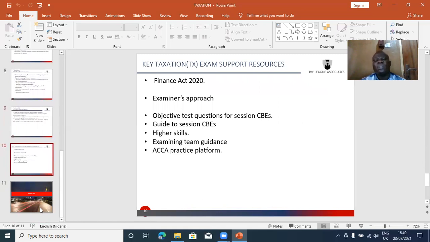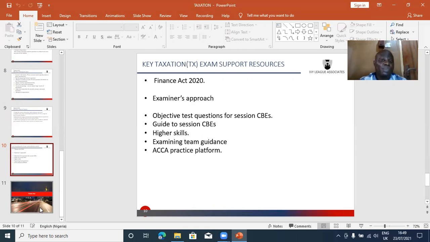Then we can wrap up by talking about the resources that ACCA has provided for you as students to pass this paper. The first of them is the Finance Act 2020. The tax we are currently teaching is based on Finance Act 2020. So there is an article that summarizes the changes between Finance Act 2019 and Finance Act 2020. That Finance Act 2020 article is very, very important.